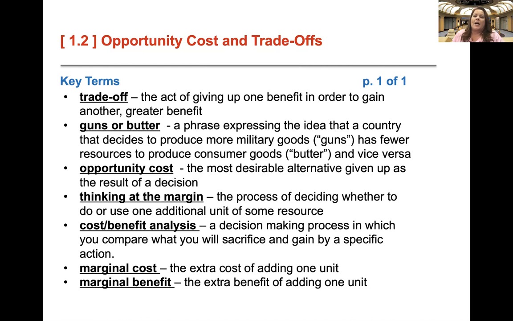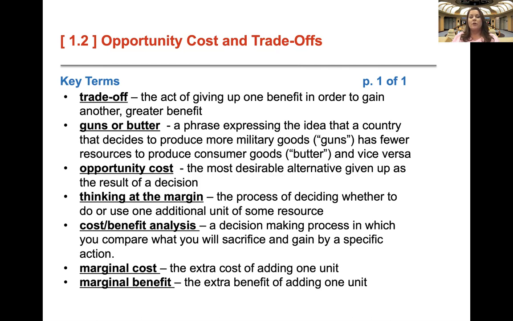Guns or butter. This was a political phrase that was used especially during World War II, that a country will have to decide when they're at war, are they going to produce military goods or are they going to produce consumer goods? Through the whole COVID-19, we actually had a scenario like this where the country had to decide, make PPE equipment or consumer goods. And that's why there's a shortage in certain items, because businesses resorted to making PPE equipment.